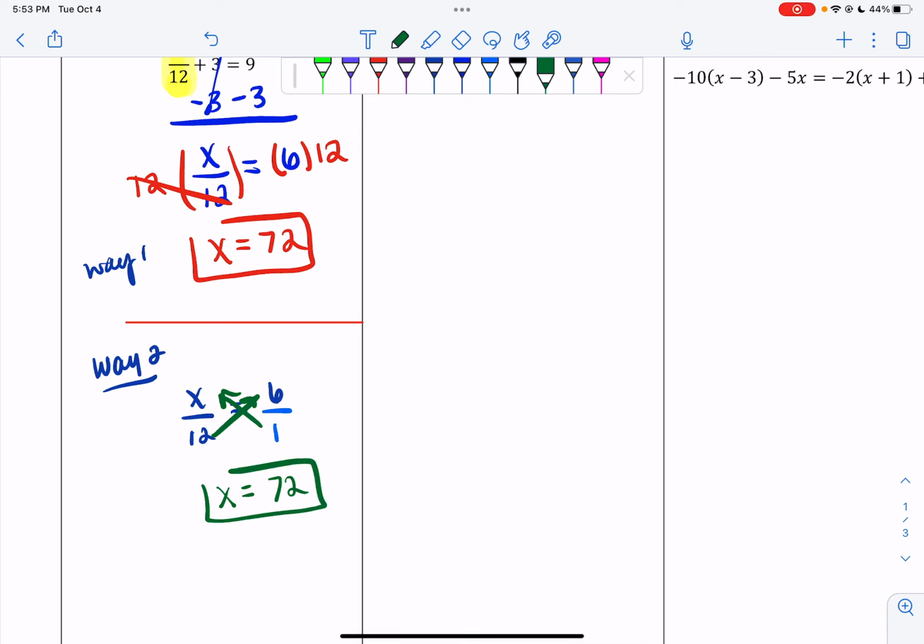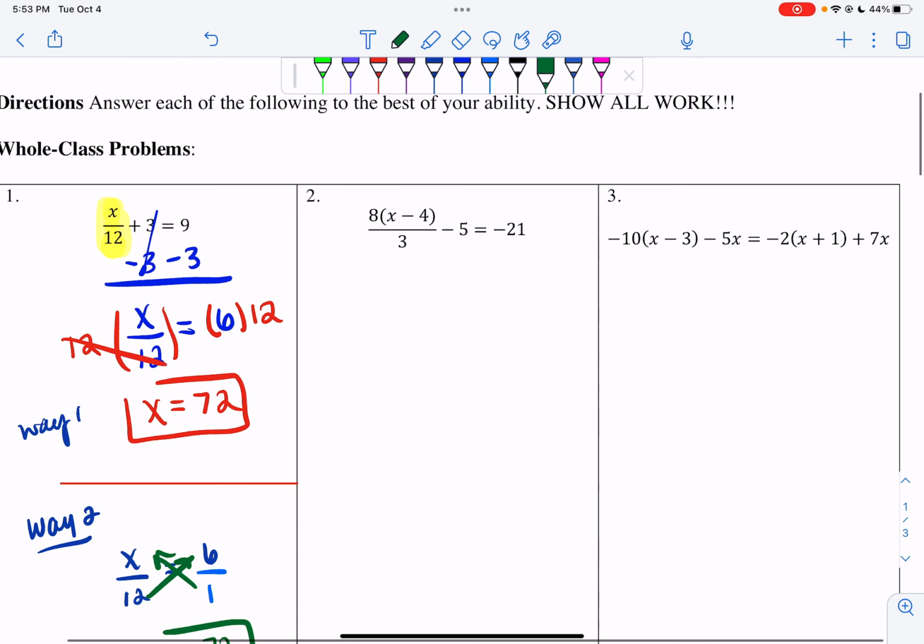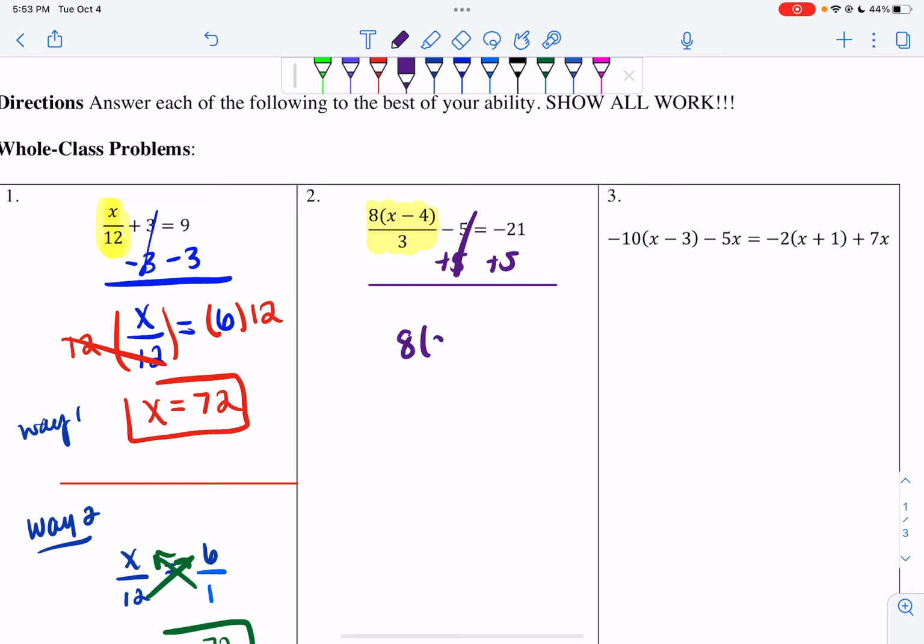Now let's look at number 2. In number 2, I want to isolate this term, that way I can get my x by itself. So I have 8 times x minus 4, divided by 3, minus 5 equals -21. I have to ask myself, how do I get rid of that minus 5? It's pretty straightforward. I add 5. So I'm going to add 5 to each side of my equation. So I have 8 times x minus 4, divided by 3, equals -16.